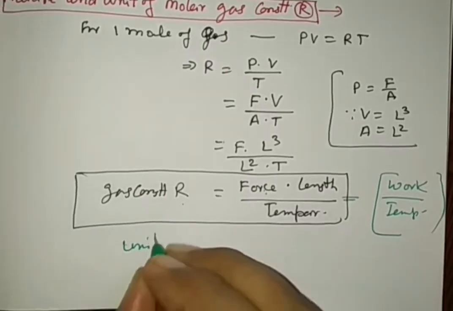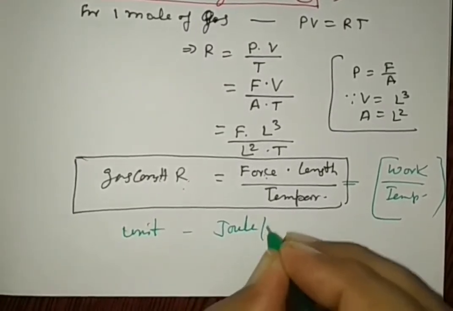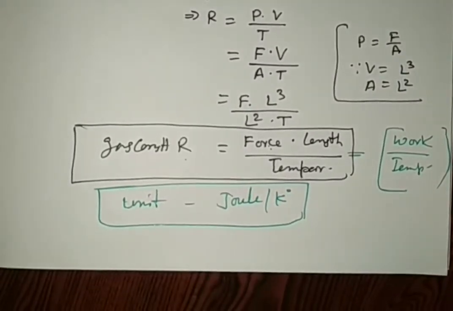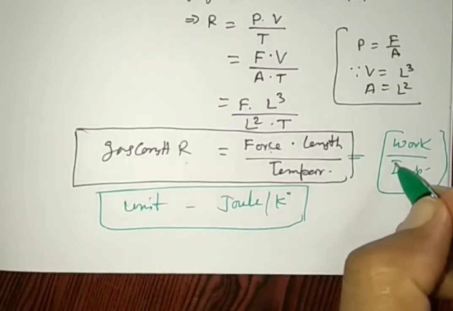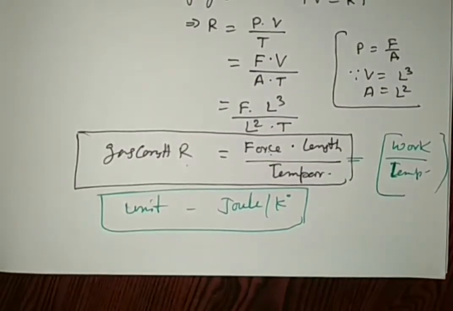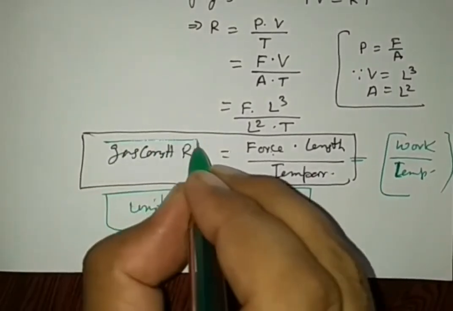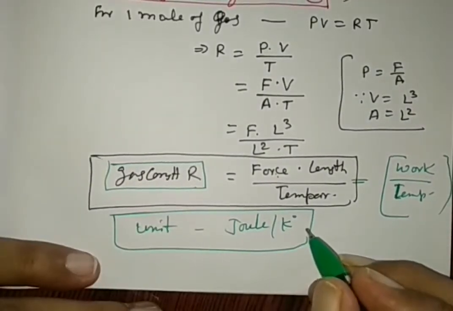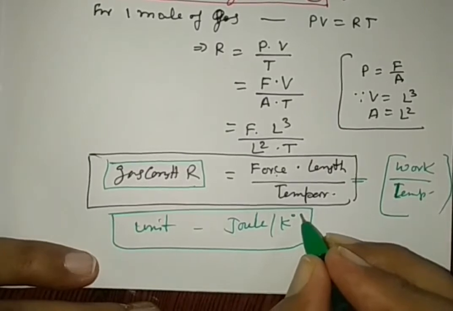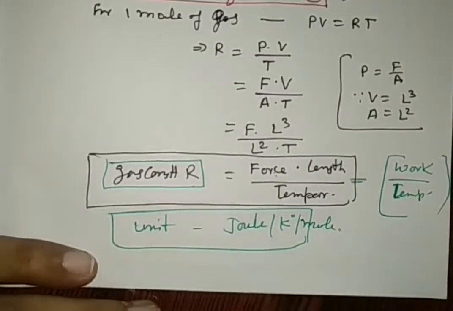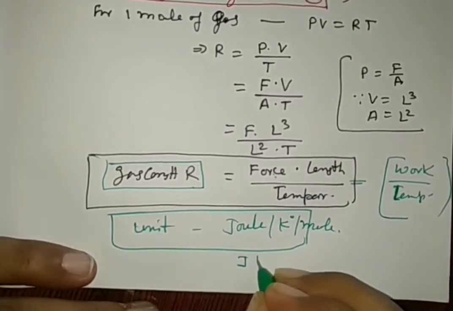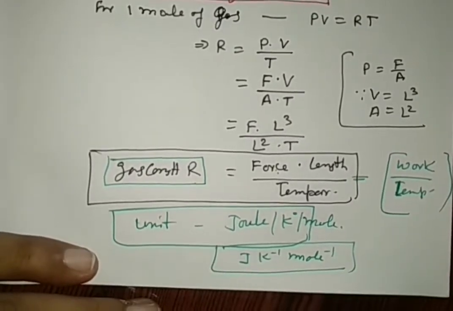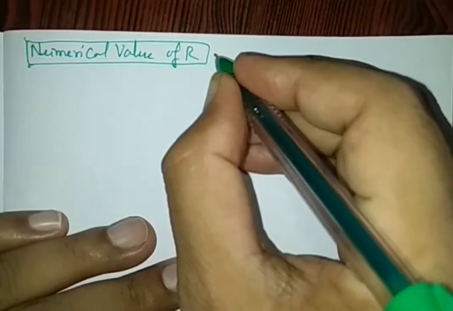The unit is joule per Kelvin. So one may be very careful regarding work per temperature: work per temperature is the measurement of the gas constant, a new physical quantity, joule per Kelvin. Since this is for 1 mole, the unit can also be joule per Kelvin per mole, that is joule Kelvin minus 1 mole minus 1. This is the unit. The dimensional formula can also be obtained in this regard.